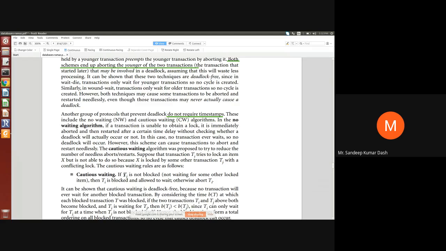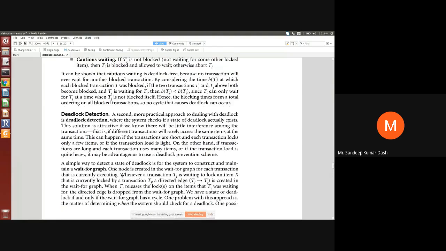So it is based on three different transactions or more than that. If Ti, Tj, Tk, suppose Tj is waiting for Tk and Ti is waiting for Tj, that will not be allowed. If Tj is not waiting for anyone and is proceeding with its operations, then Ti requesting Tj will be allowed to wait. Otherwise, not. Got?